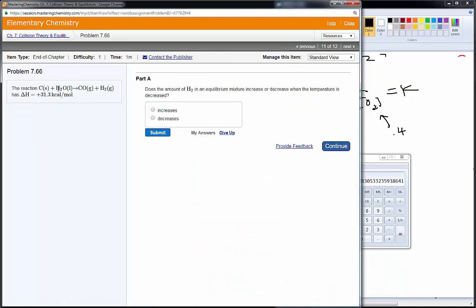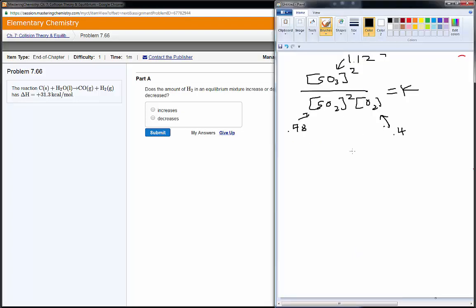Okay, next question. This is the same as the endothermic one that we just looked at. Let me write this out. Might make a little more sense. I've got carbon plus water goes to form CO plus H2. And they tell me that the delta H is 31.3 kcals per mole. And again, that's as this reaction is written. Because that's positive, I know that this is endothermic and that the reaction absorbs heat as it moves forward.